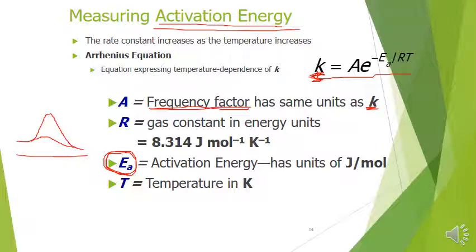R is the gas constant, and it tells how the particles randomly move around and smash into each other. Ea is the activation energy, and T is the temperature. So let's take a look at this equation and see how they're all related.